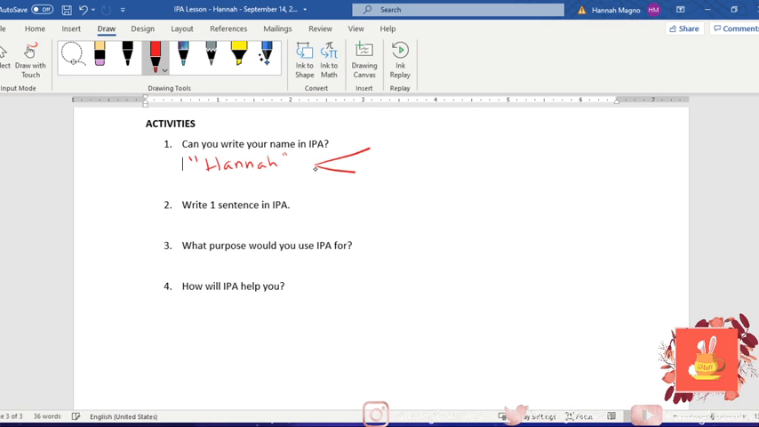There are three ways of pronouncing my name, which sucks for me. The Americans pronounce my name as Hannah. So they would pronounce it as this IPA. Make sure you put this bracket at the front because that indicates that this is the IPA spelling. Ha-na. This is how people would pronounce my name, Hannah.